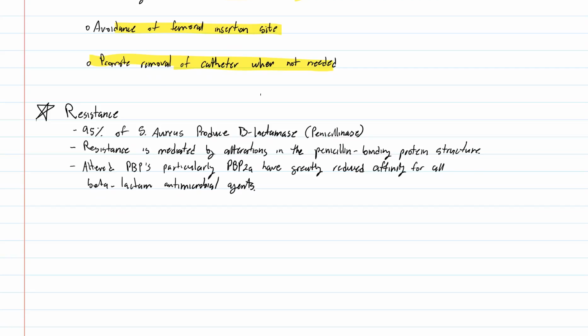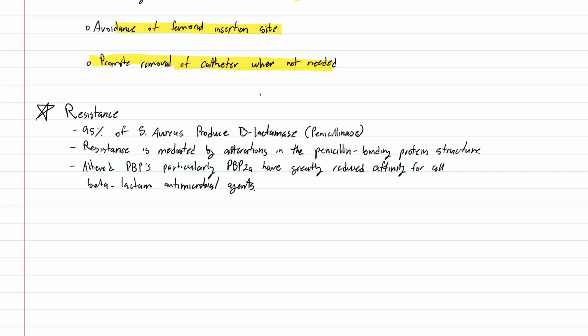Also, very important is the resistance. Approximately 95% of Staph aureus isolated in the United States produces beta lactamase, which is a penicillinase, which causes resistance to penicillin. However, many Staph aureus strains, while resistant to penicillin, remain susceptible to penicillinase stable penicillins such as oxacillin, nafcillin, and methicillin. Strains that are oxacillin, nafcillin, and methicillin resistant, historically termed methicillin resistant Staph aureus, are resistant to all beta-lactam agents, including cephalosporins and carbapenems.